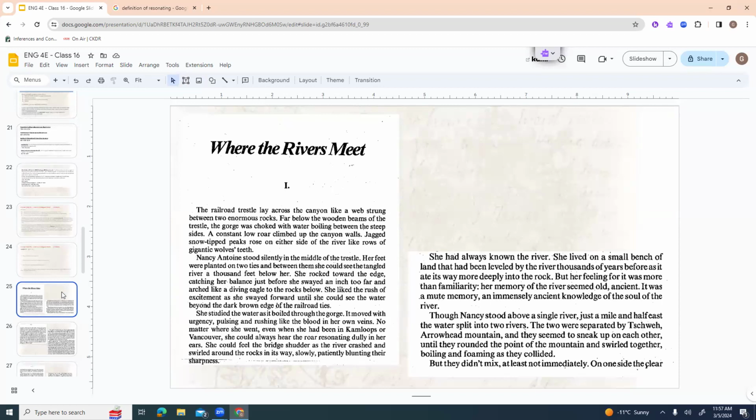She lived on a small bench, it says a bench or beach of land that had been leveled by the river thousands of years before, as it ate its way more deeply into the rock. But her feeling for it was more than familiarity. Her memory of the river seemed old, ancient. It was a mute memory, an immensely ancient knowledge of the soul of the river.